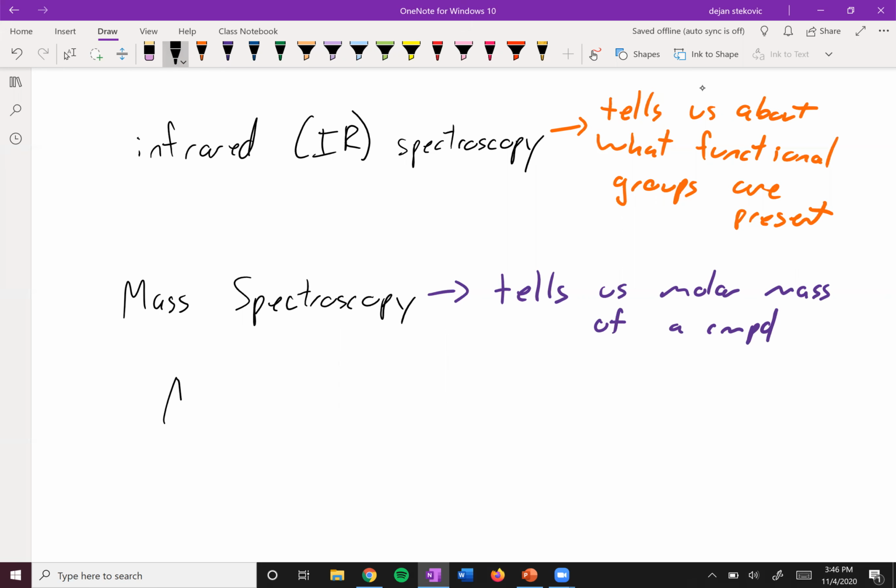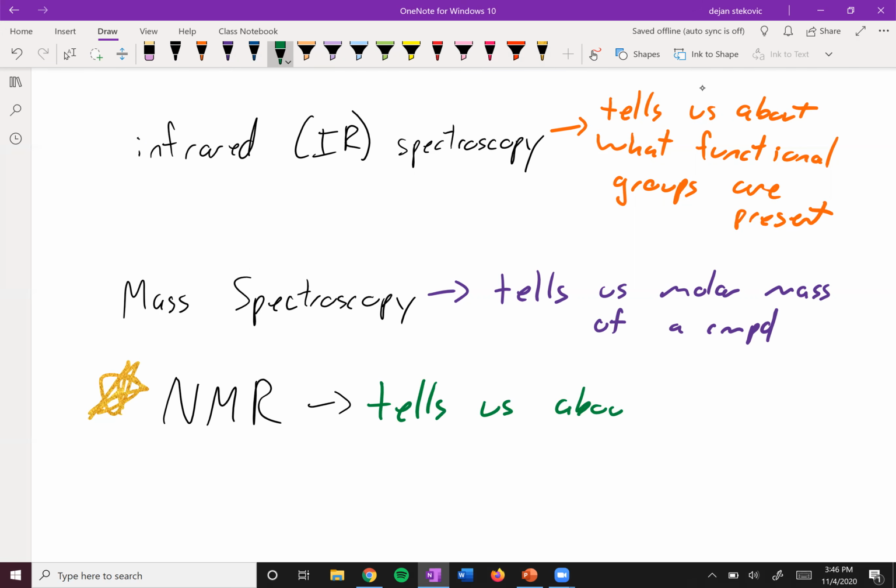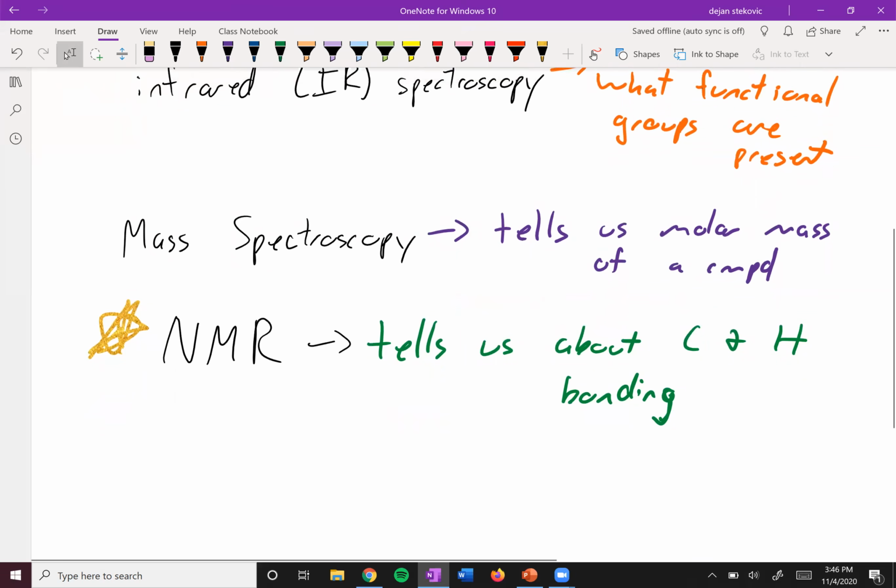And then after that, finally, we'll do NMR. And this is going to be kind of the star of the show, and is the star of the show for organic chemistry. Every organic chemistry uses a whole bunch of NMR. And so this tells us about the carbon and hydrogen bonding for the most part. You can have other types of NMR, but what we'll focus on is the carbon and the hydrogen.